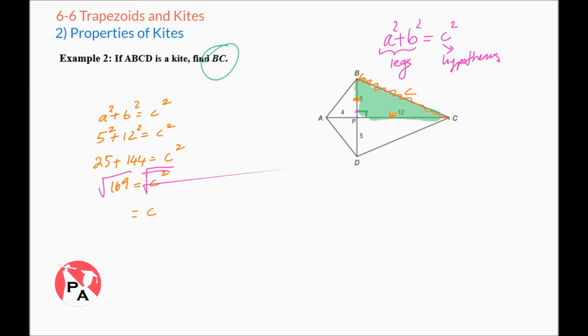The right hand side is C, left hand side radical 169, which is equal to 13. So that means the length of C, or BC, is equal to 13.